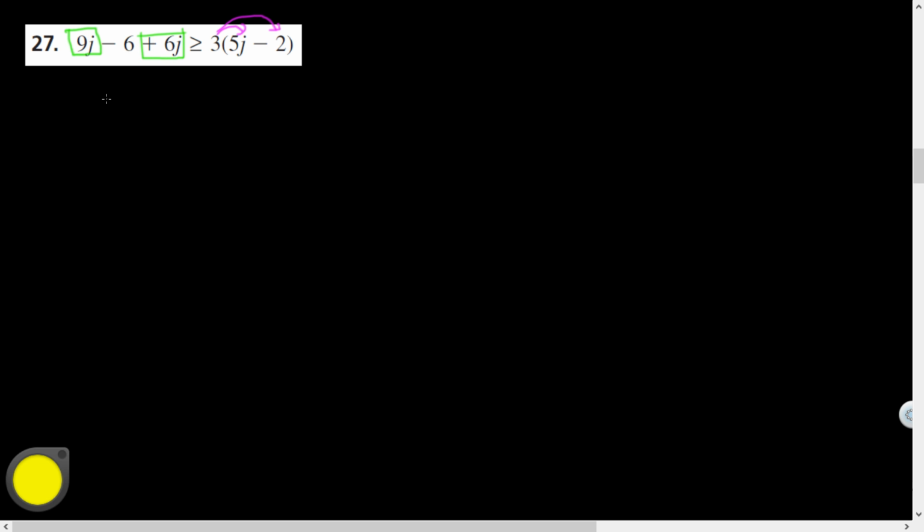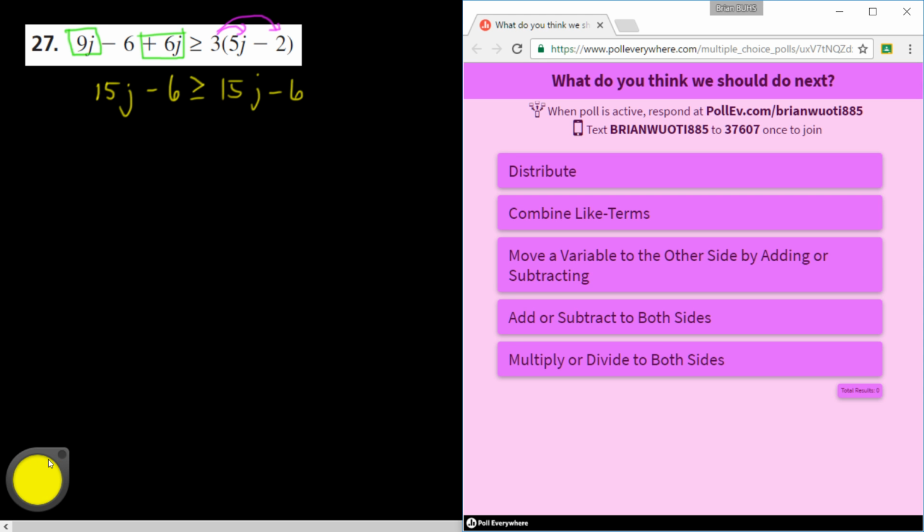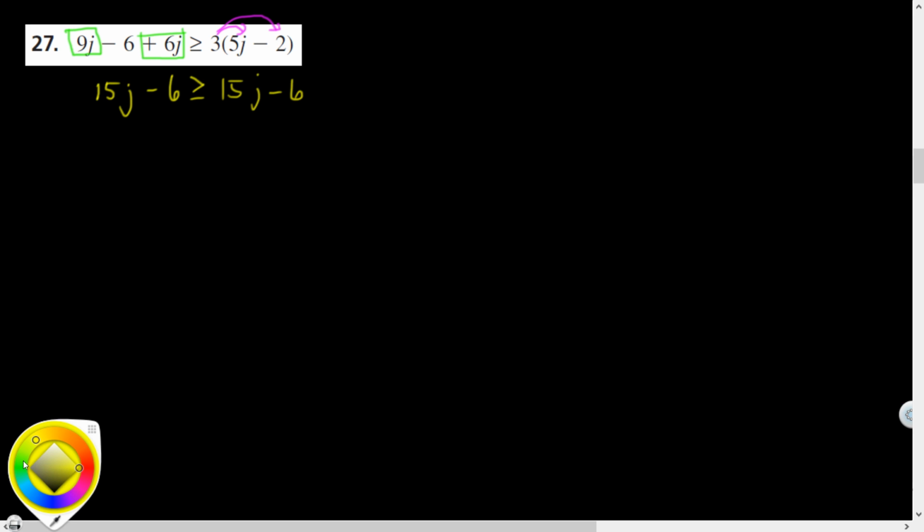9j plus 6j is 15j minus 6 greater than or equal to 15j. Did I happen to pick another problem where, man, this is crazy. 3 times negative 2 is negative 6. Don't forget to distribute to the other side. Now what do you think I should do, friends? Which option should I pick? In a sense, except they're on opposite sides of the inequality. So I will move a variable.